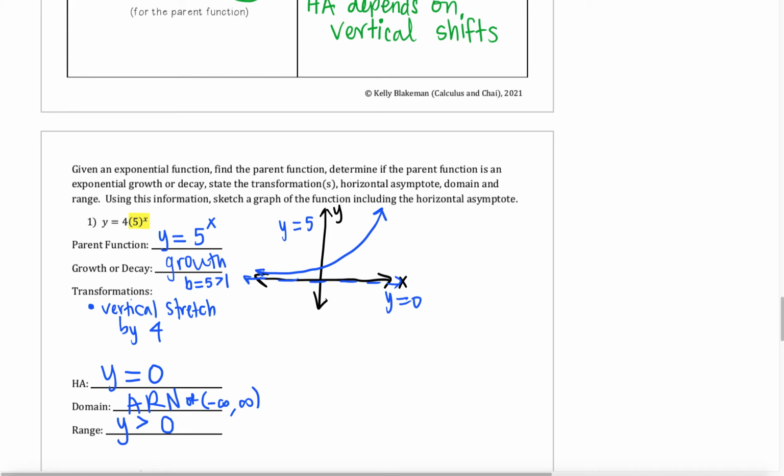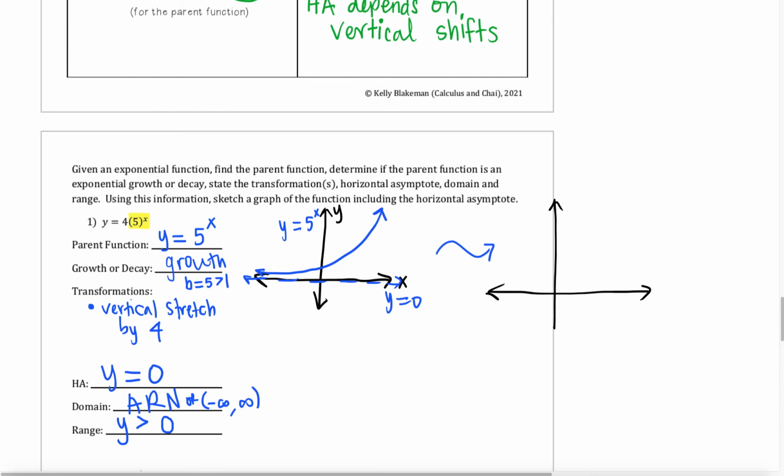And you guys will be expected to kind of sketch the parent function and then have our final transformation graph. And I'm going to draw it to the side, but to have more space in your notes, it might be a good idea to draw it below and go down where the horizontal asymptote, domain, and range are. So let's draw another set of axes here.